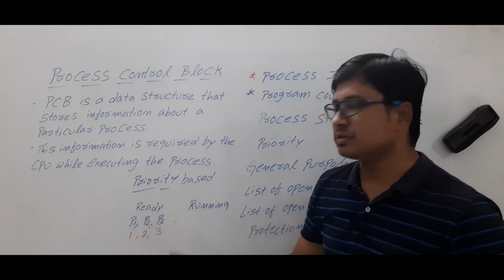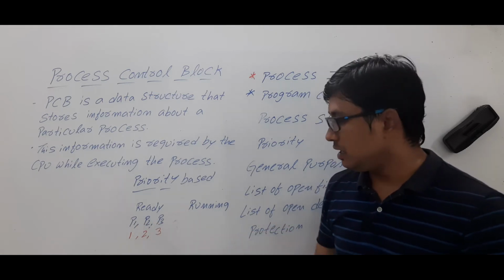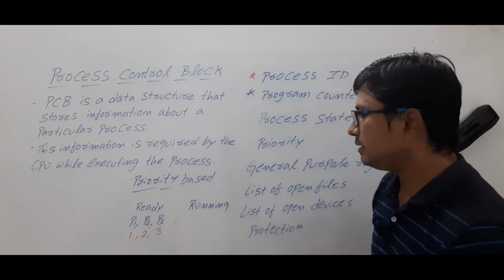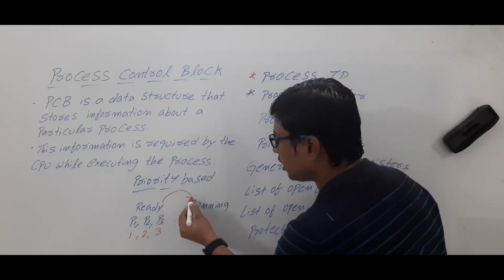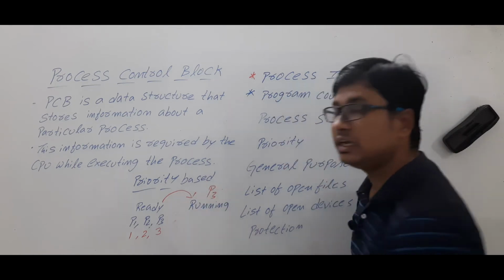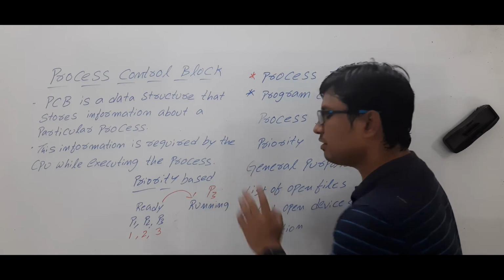Now if the three processes are in the ready state, the process which has the highest priority will be scheduled or dispatched to the running state. Now process P3 will be scheduled and it will be running.